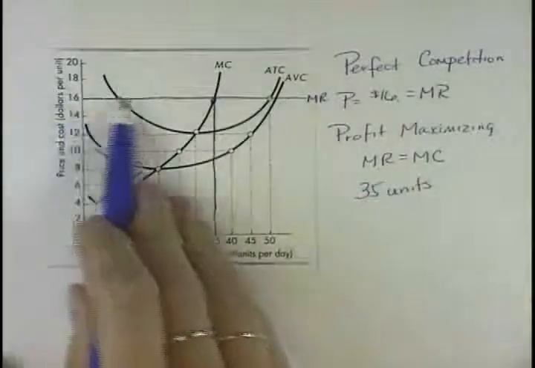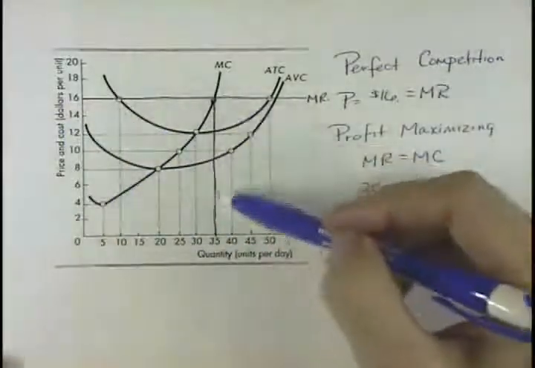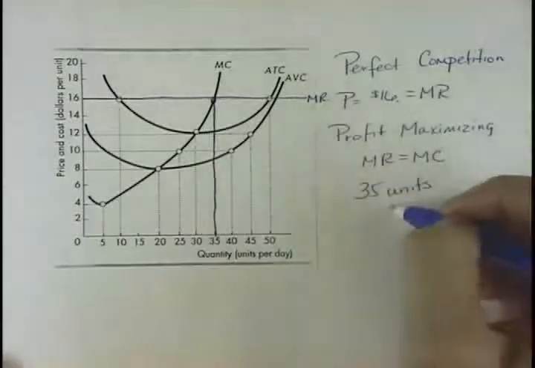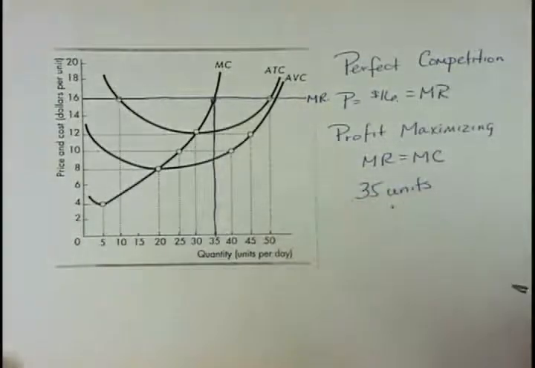We're just going to draw this line straight across and find where the two intersect. That's going to give us our profit maximizing output.